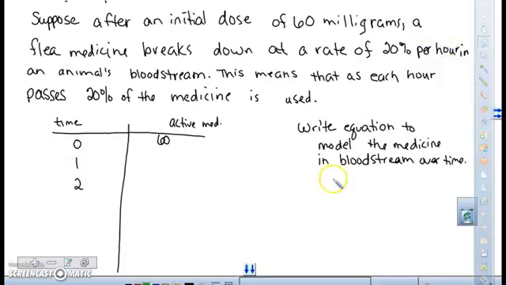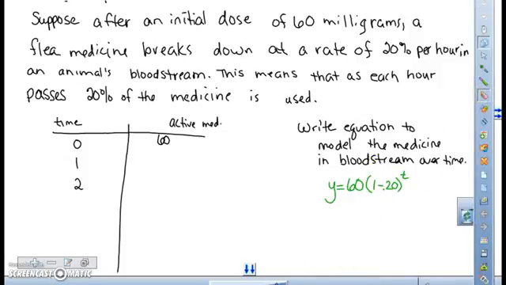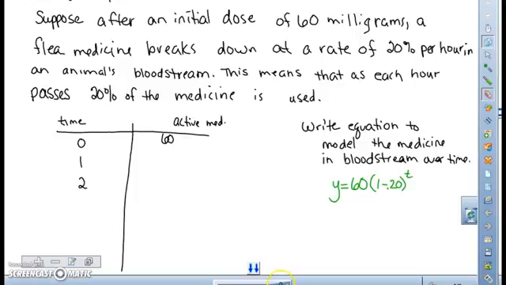So, we are looking at y equals what we're going to start with. So that would be 60. And if we're going to get rid of 20% every time, so 1 minus 20%, however much time there is, so we're going to keep 80%. So I'm going to go ahead and just change 1 minus the 20% to 80 to make it look a little bit easier to do.